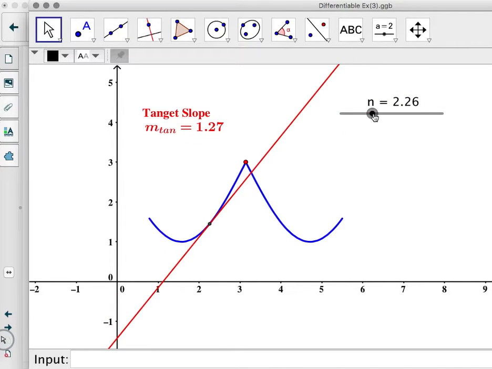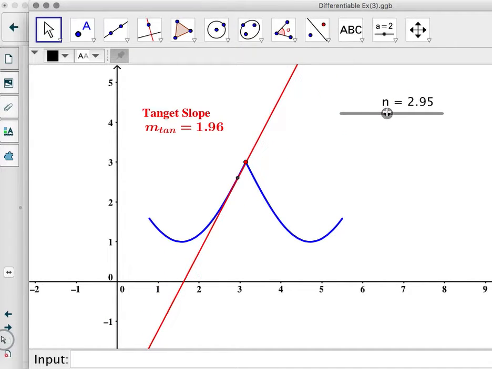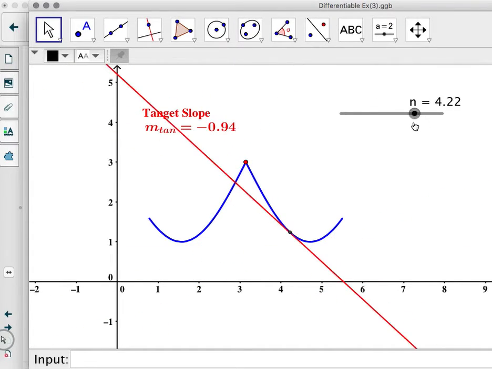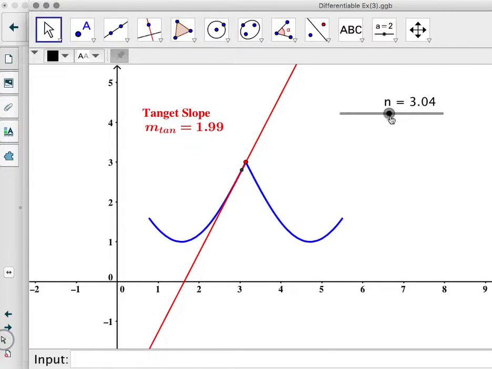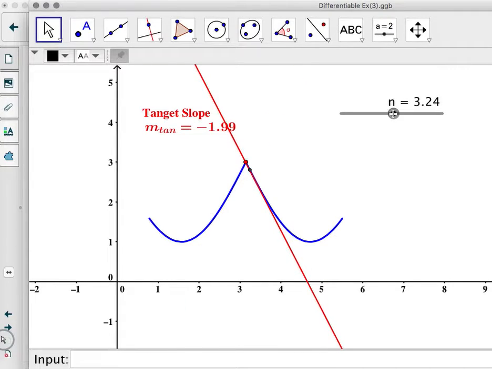And as I move this tangent line closer and closer to the cusp, we see that on the right-hand side, I have a slope of positive 2. I'm sorry, that was the left-hand side. We have a slope of positive 2. But now when we approach this from the right-hand side, we are approaching a slope of negative 2. So the left-hand side slope is positive 2. The right-hand side slope is negative 2. The left slope is not equal to the right slope, which is why the tangent line is not defined at that point.